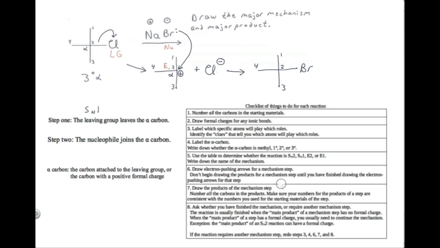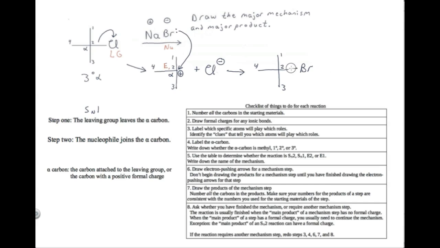There are some exceptions to that rule. For example, towards the end of the SN2 series, we saw that SN2 reactions are actually an exception to this. We saw in the previous series that the main product of an SN2 reaction can end with a formal charge, but that's a little bit unusual. Usually when we're doing an SN1 reaction, we're not going to say that the reaction is finished until the main product has no formal charge.